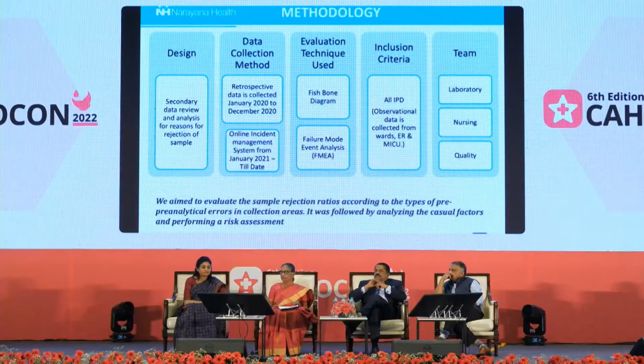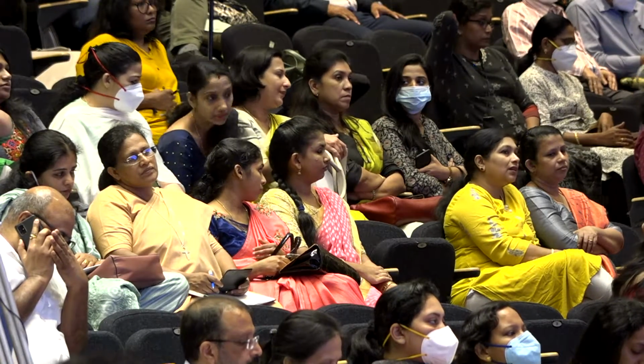Through this sample rejection study, we tried to reduce the ratios according to the types of the pre-analytical errors in the collection areas, followed by analyzing the causal factors and performing a risk assessment on the same. So why did we want to do this project? Through sample rejections, there are many errors through which the patient care, the quality of care, the cost, and the patient satisfaction all get impacted. So through this study, we wanted to identify this.